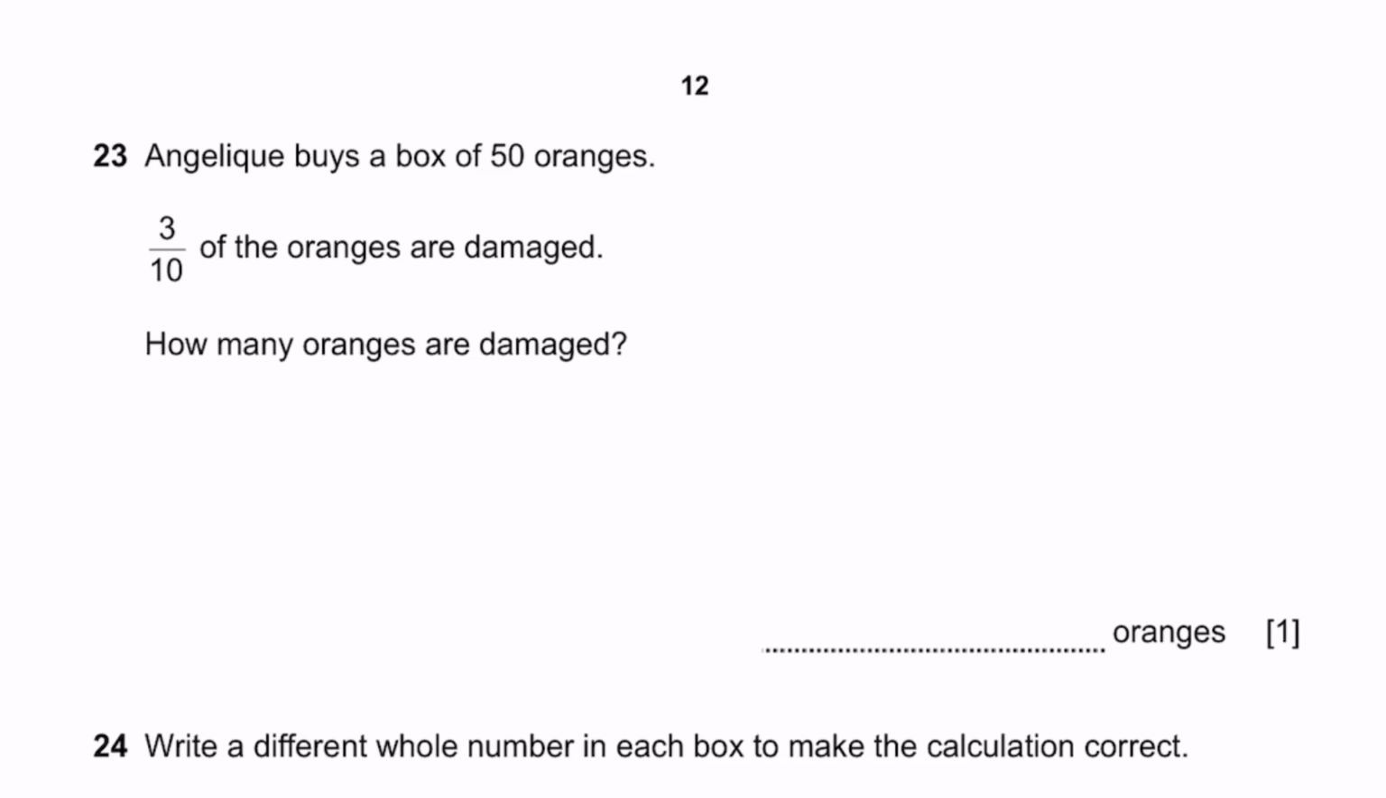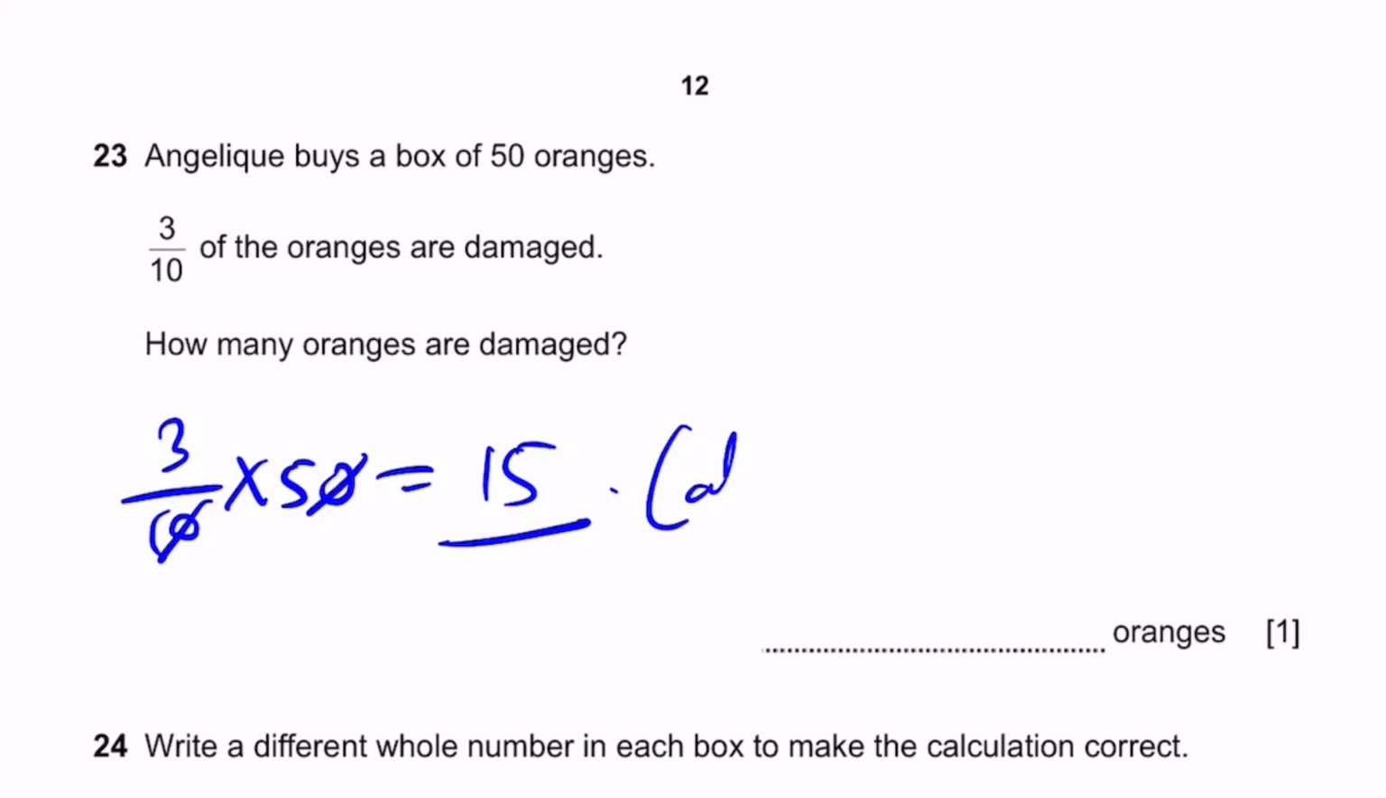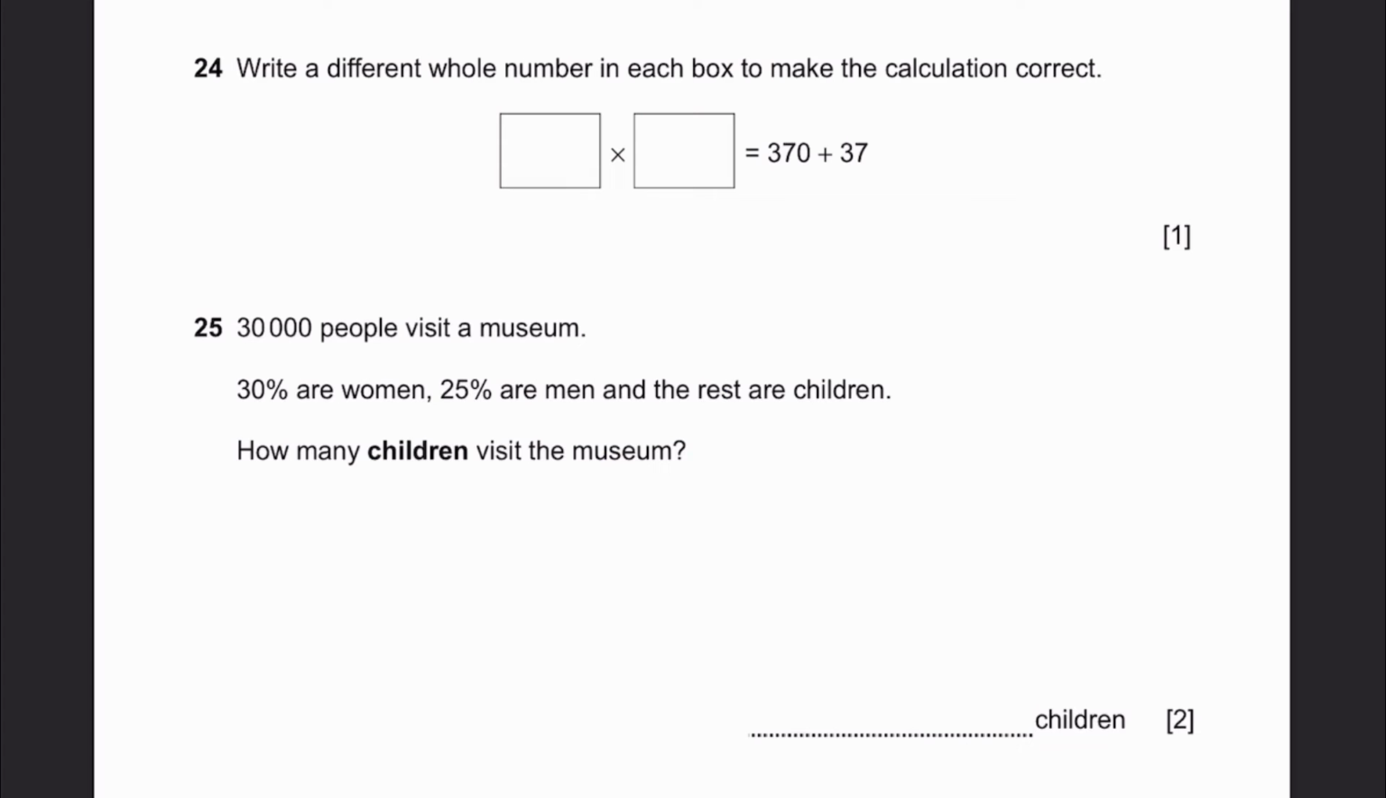Question 23. Angelique buys a box of 50 oranges. 3 by 10 of them are damaged. How many are damaged? That'll be 3 by 10 into 50 oranges, which is cancelling 50 and 10 to get 3 into 5. 15 oranges are damaged. That's the answer.